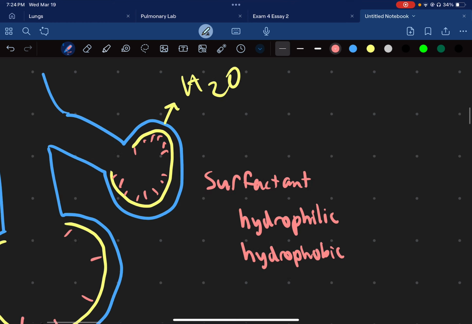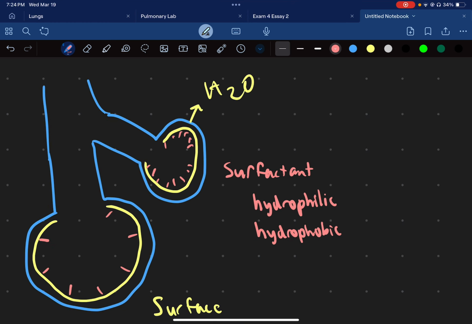This surfactant helps maintain and keep the surface tension from collapsing one of our alveoli here. So that is very important.